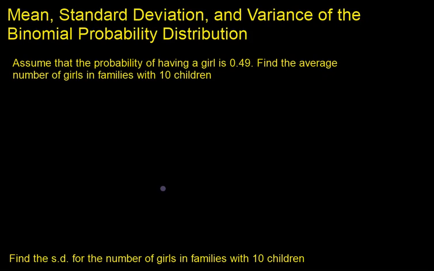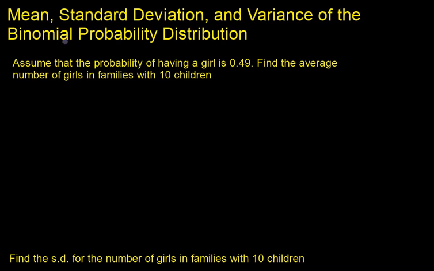In this video, we're going to discuss how to calculate the mean, standard deviation, and variance of the binomial probability distribution. Let's walk through this with an example. Assume that the probability of having a girl is 0.49. Find the average number of girls in families with 10 children. This question could also have been worded as find the expected number of girls in families with 10 children.